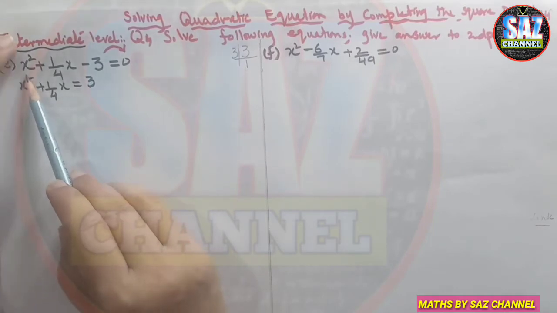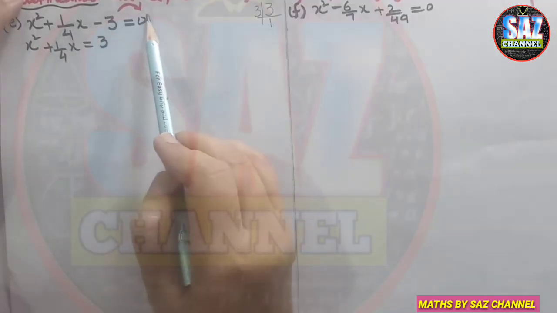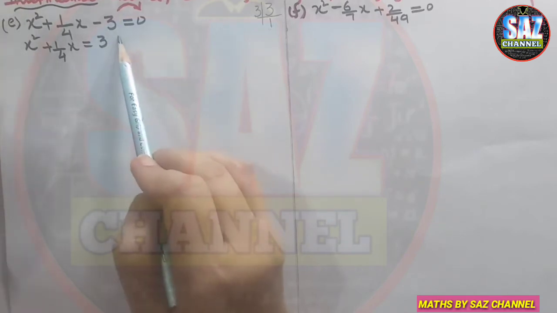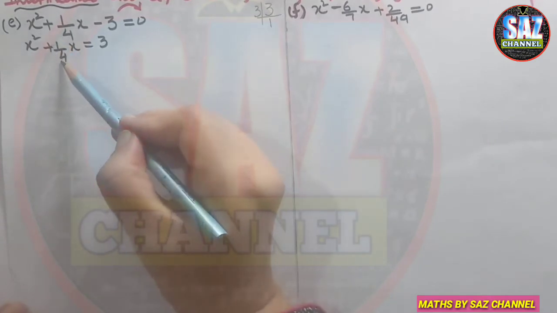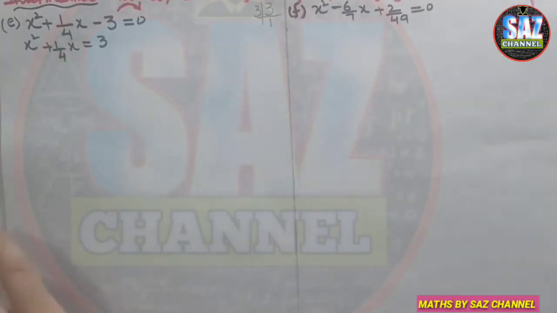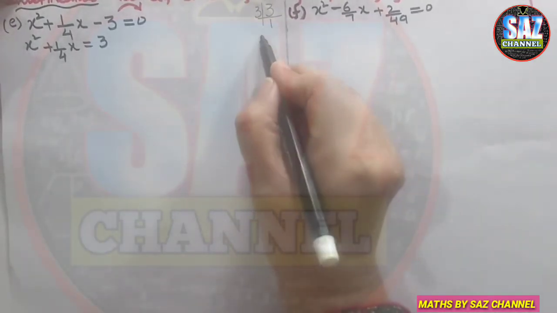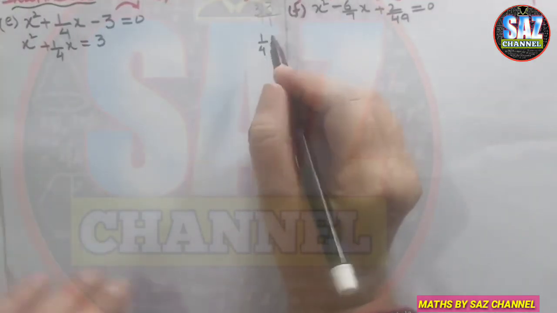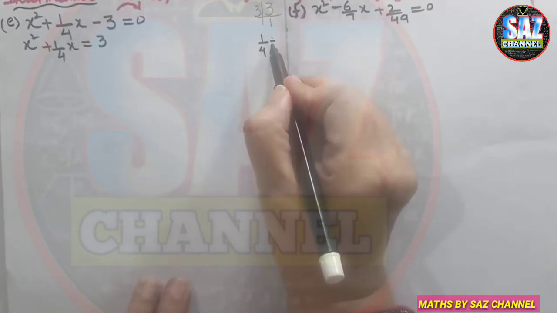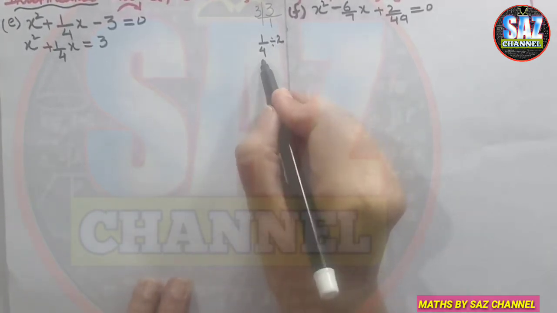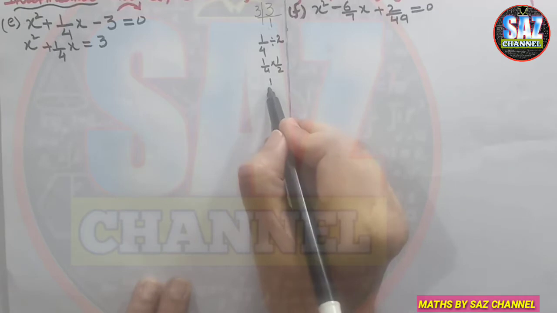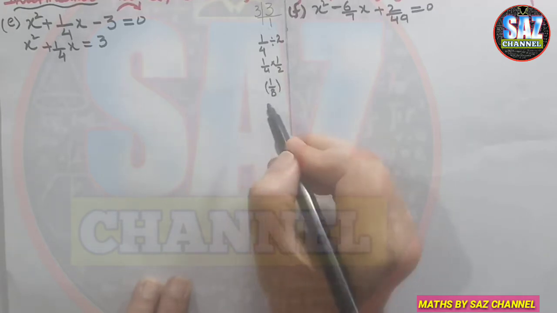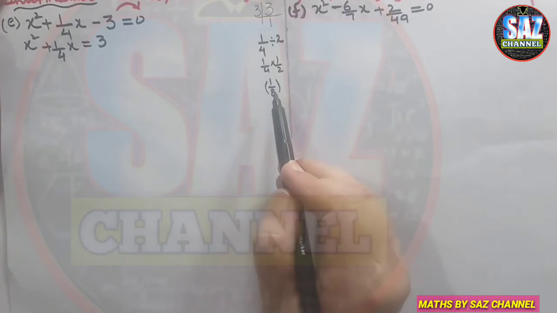According to the method, I have to shift the constant to the other side by changing the sign. So I have shifted the constant to the other side. The next step is that we have to focus our attention on the coefficient of x. The coefficient of x is 1 by 4. I have to half this coefficient of x, means I have to divide it by 2. And when I divide it by 2, 1 by 4 multiplied by 1 by 2 becomes 1 by 8. And then I have to take the square of that half, and that square has to be added on both sides of the equation.